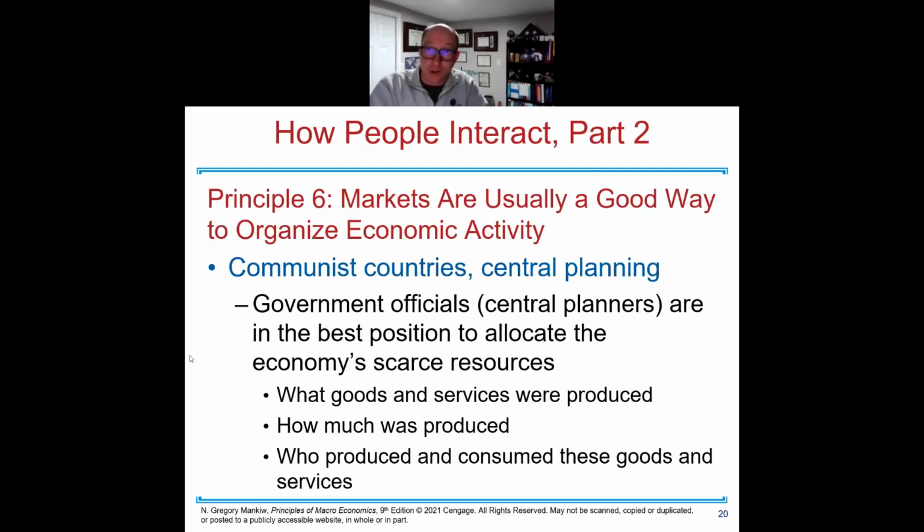Principle 6, markets are usually a good way to organize economic activity. We like to group like things together. When you group like things together, that's how you organize, right? It's kind of like if you look at your desk. I have a basket for my pens and pencils. I group them together because they're like items and keep things clean, tidy. Therefore, it is organized. We do the same thing with the economy. We group like goods and services together. We look at how much is produced, who's producing it, and who's buying it.